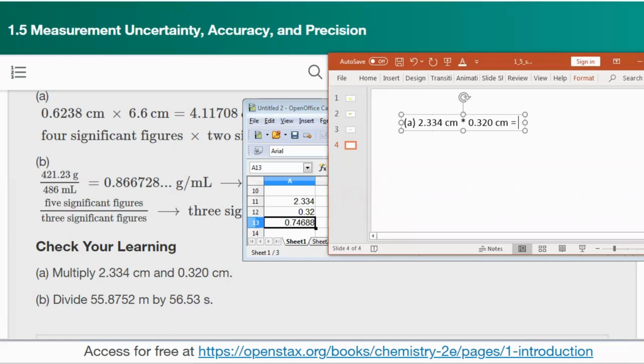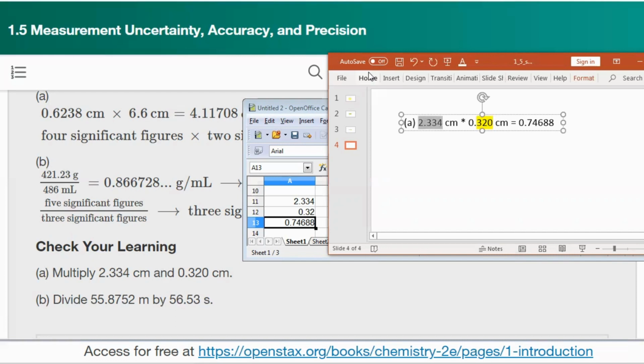0.7, okay, so 0.74688. And I'll just put dot, dot, dot to indicate there could be more figures. I don't see any. Okay, no figures since it's not a division. Apologies. Now let me point out something. There are 3 significant figures here. That trailing 0 is significant, right? So there's 3 significant figures here. There are 4 significant figures here.